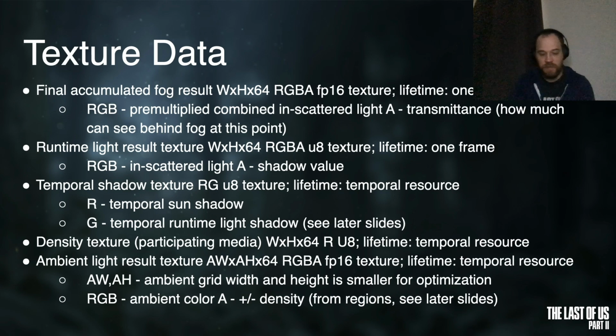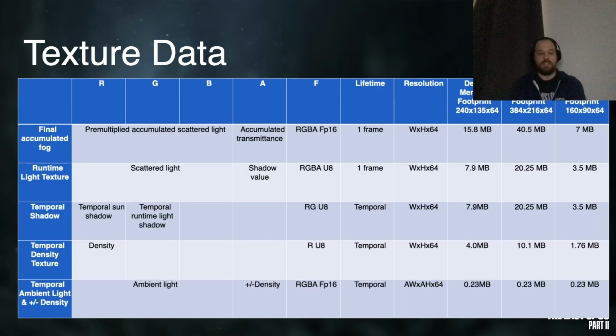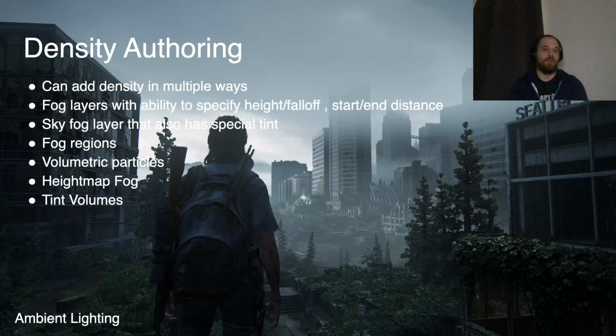We had one for participating media temporal texture, and we had a different scale or different resolution texture for FP16 texture for ambient lighting, where RGB was ambient color or ambient light, and alpha was plus minus density. Here's the same information in the table form. You will see that with higher resolution, memory footprint becomes pretty high.